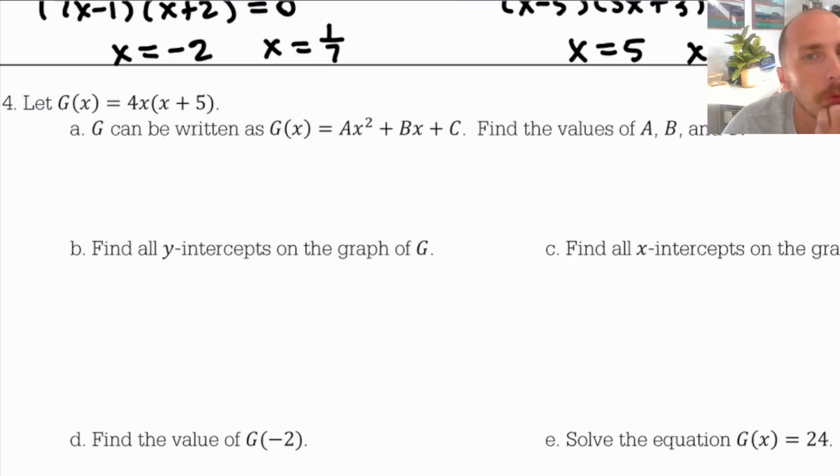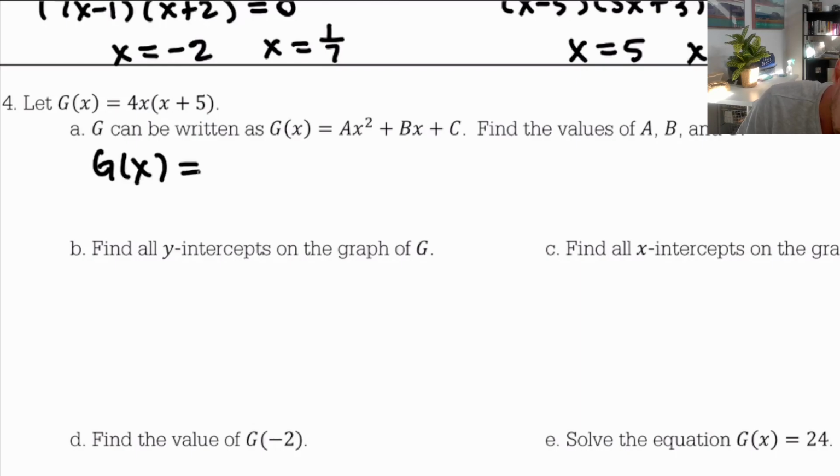All right, g of x equals 4x multiplied by x plus 5. g can be written as ax squared plus bx plus c. Find the values of a, b, and c. So what we're going to do is the distribution. 4x multiplied by x would be 4x squared, and 4x multiplied by 5 would be 20x.